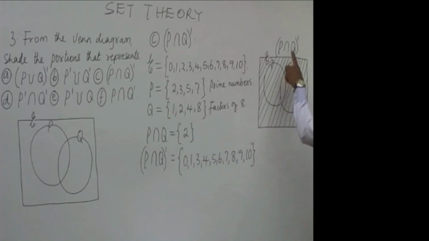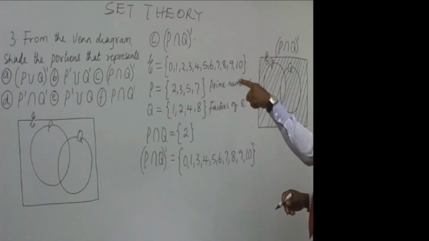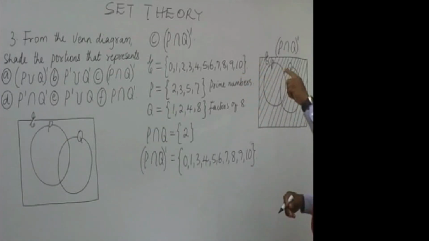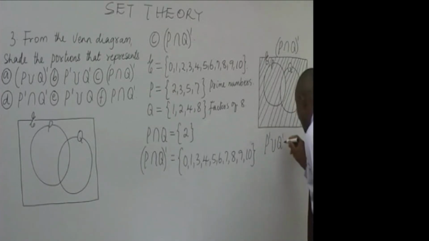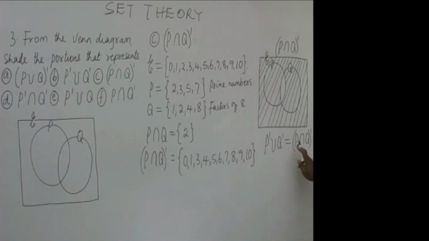Exactly what we shaded in P intersection Q prime now was what we shaded in part B of the question, which was P prime union Q prime. That shows us that P prime union Q prime is the same thing as P intersection Q prime. This is equal to this, and that has brought us to the end of question part C. We'll clean up again and do question part D now.